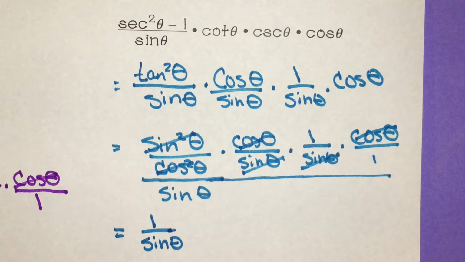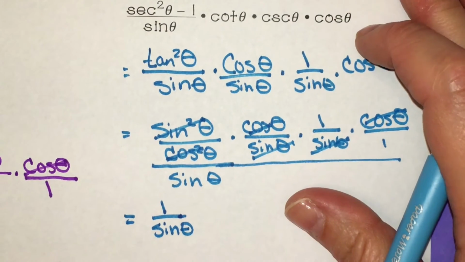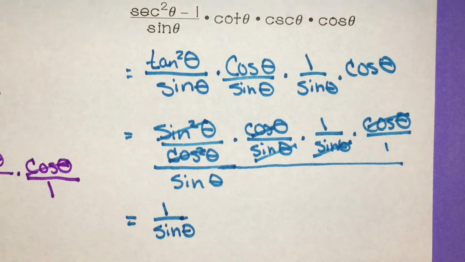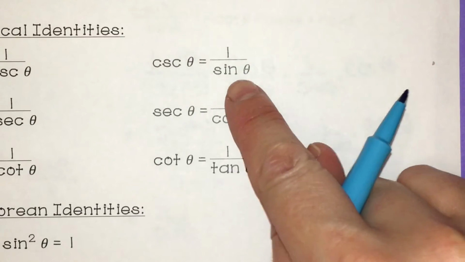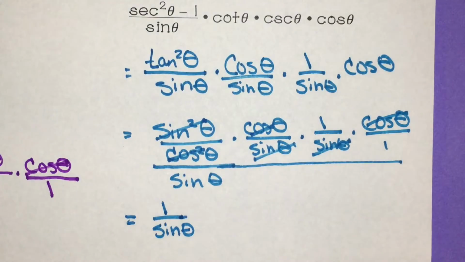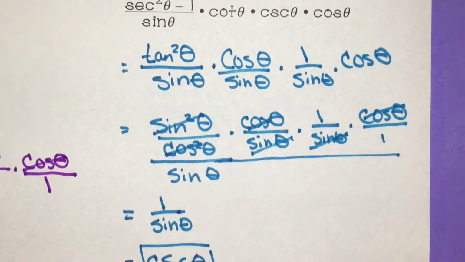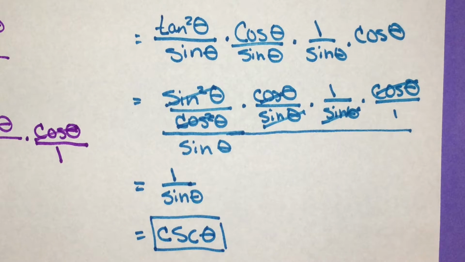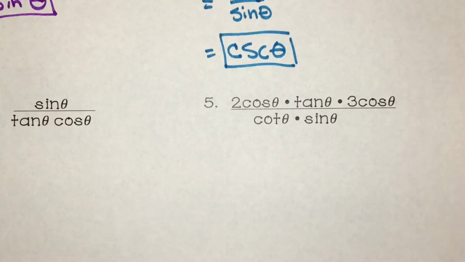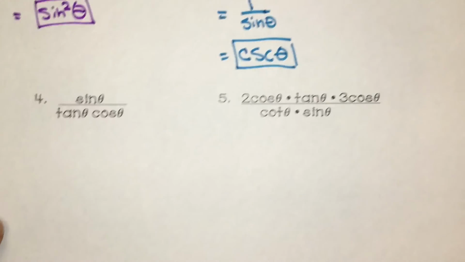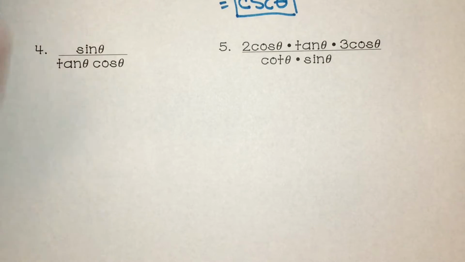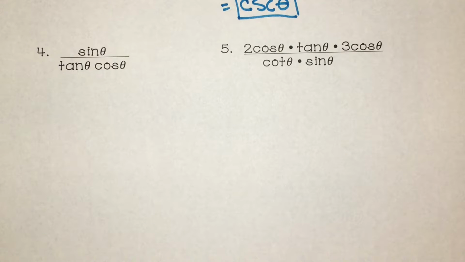And I can simplify that further. So we know that 1 over sine theta is cosecant theta. So that is simplified as much as possible. So you always want to reduce it as much as you can. All right, here are 2 problems for you to go ahead and try. Go through them, pause it here. When you're ready, I'll go through the answers with you.